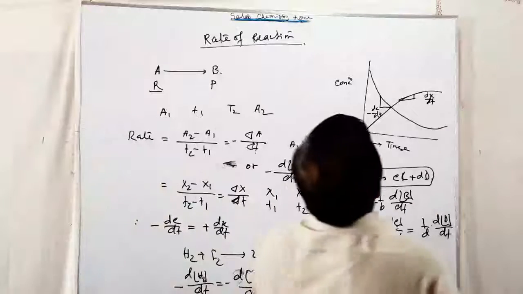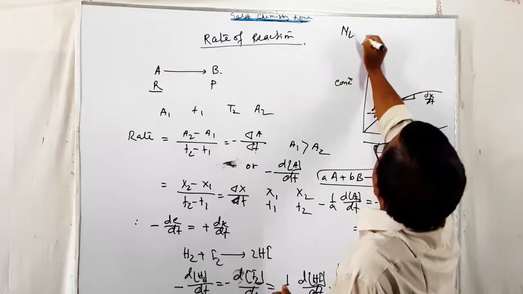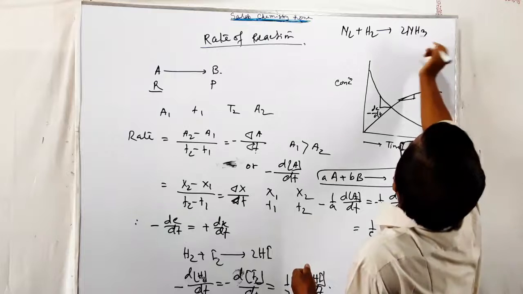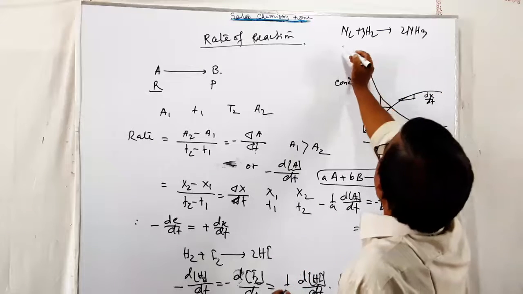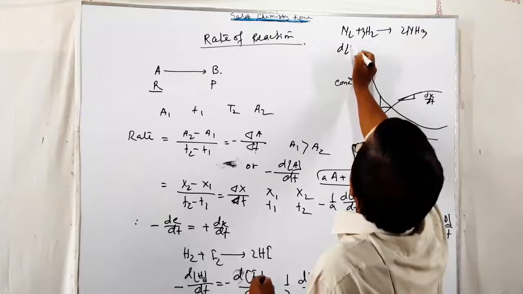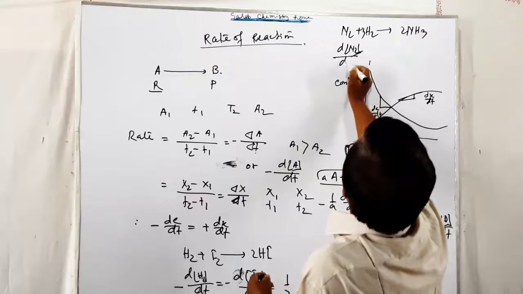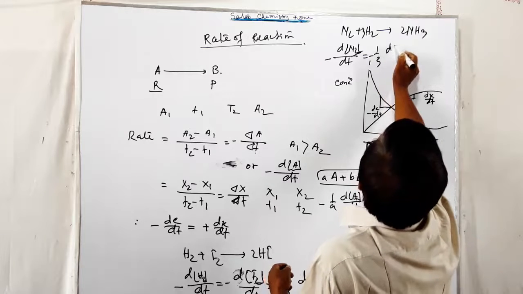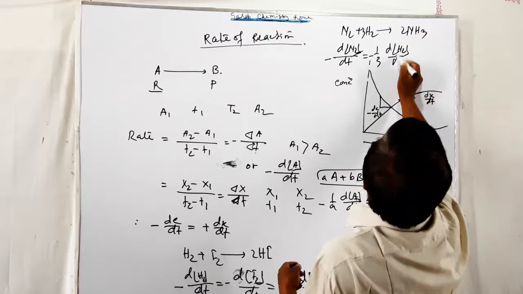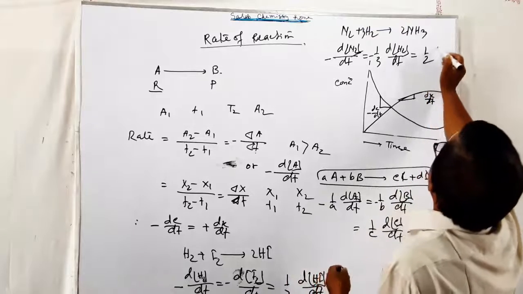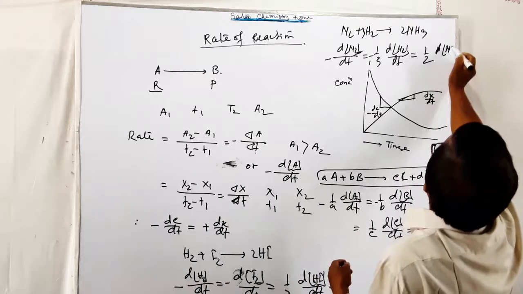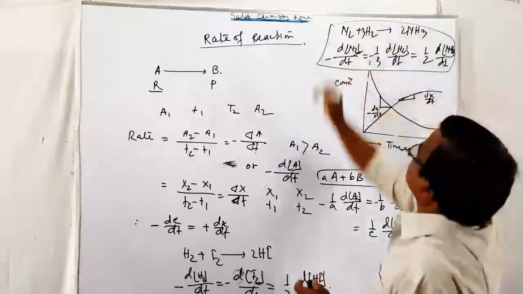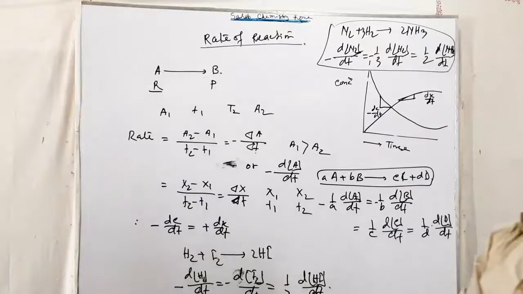In the case of nitrogen and hydrogen forming two molecules of ammonia, here the concentration of nitrogen at dt, 1 by 3 concentration of hydrogen dt, is equal to the concentration of ammonia divided by dt. This is the rate of the reaction in case of nitrogen and hydrogen with ammonia.